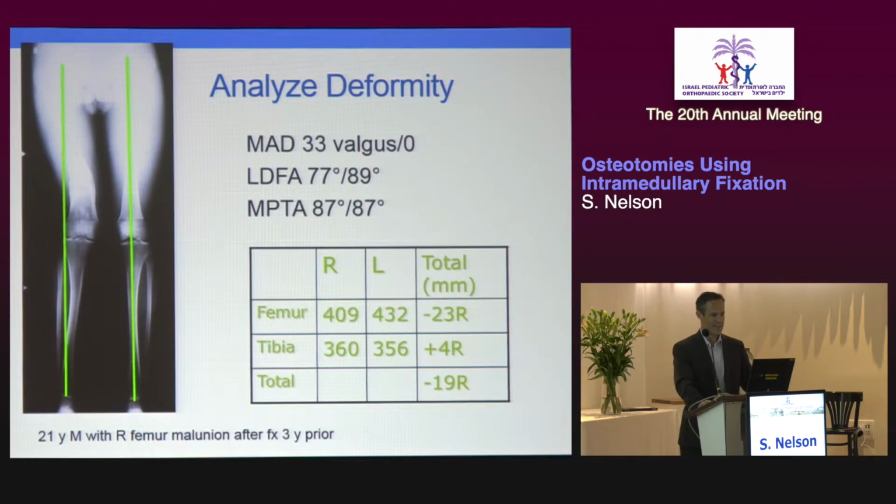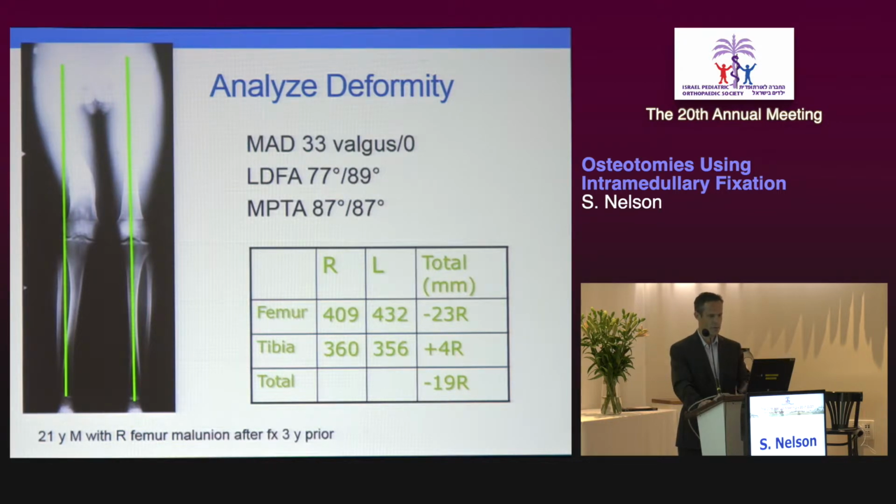Using the 3 steps to analyze this deformity, we see a MAD of 33 valgus. Many times the MAD is documented as medial or lateral, and I always forget if the line is medial to the knee or the knee is lateral to the line. So in my documentation, I just say 33 millimeters of valgus, and on the left we have 0 millimeters of valgus or varus. And our lateral distal femoral angle is abnormal on the right side with 77, indicating a valgus deformity in the femur, and the tibia is normal.